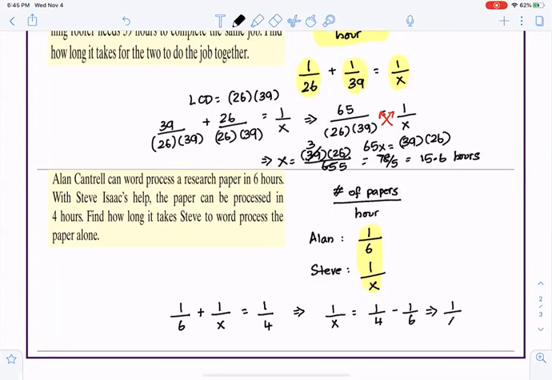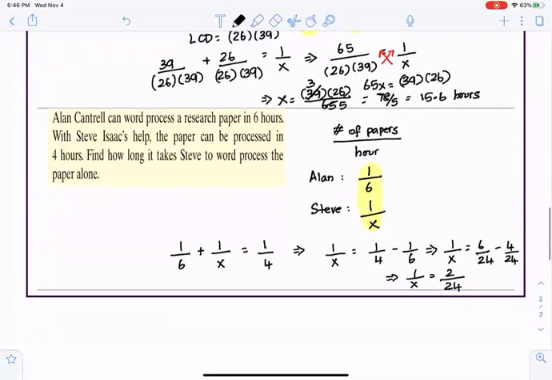So 1 over x equals, we have to change the 4 to a 24, so we multiply and divide by 6. 6 over 24. We need to change the 6 to a 24. We multiply and divide by 4. 4 over 24, which would give us 1 over x equals, combine the numerator, which should be 6 minus 4, 2, divided by the common denominator, 24. So 1 over x would equal 1 over 12.